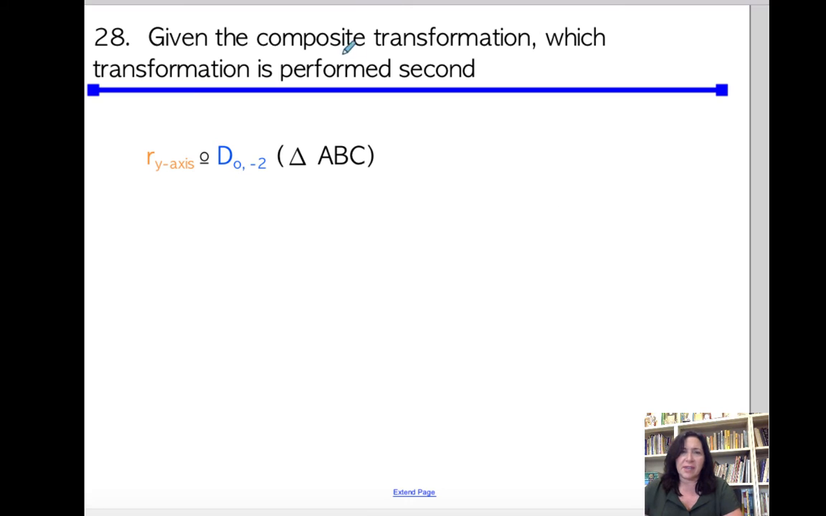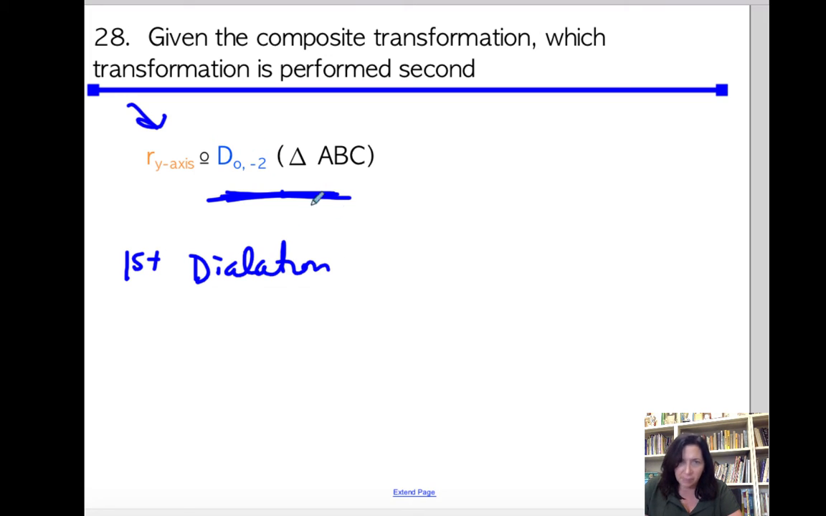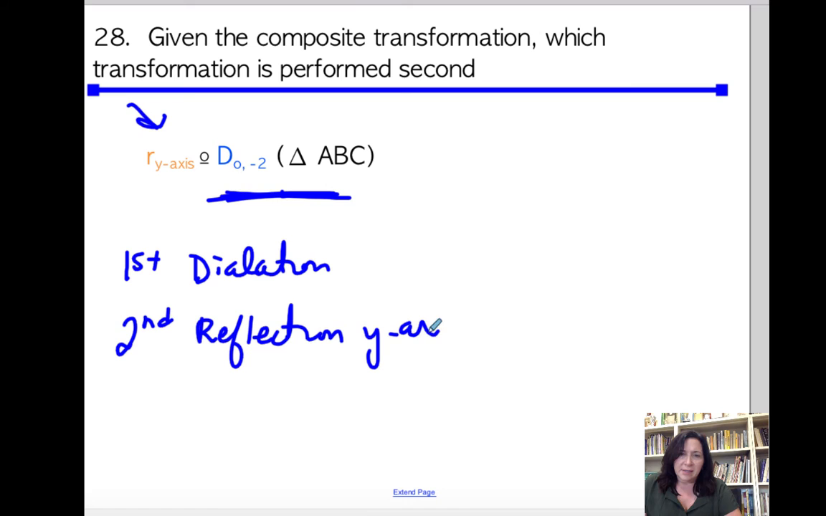Next question says, given the composite transformation, which transformation is performed second? You always do the inside value or this first value first. So the second one is going to be this. So my first transformation is going to be my dilation. And that, see how this negative 2, I'm going to multiply everything by negative 2. My second transformation is going to be a reflection across the y-axis. Okay?